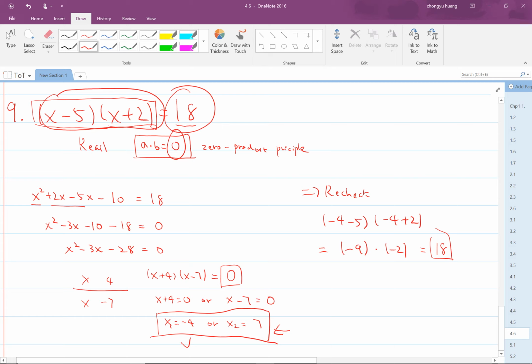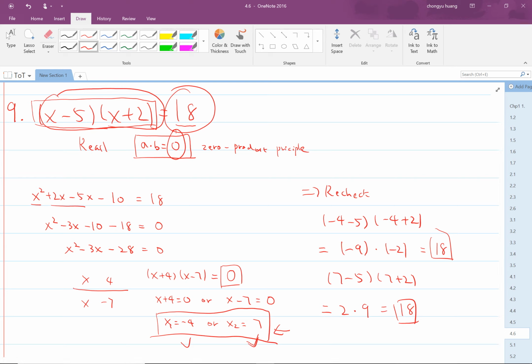Now let us check 7 again. Over here is 7 minus 5, and then we have 7 plus 2. 7 minus 5 is actually 2. 2 multiplied by 7 plus 2, which is 9, is equal to 18. So both of them are equal to 18. Your solution is good. Your solution is right.